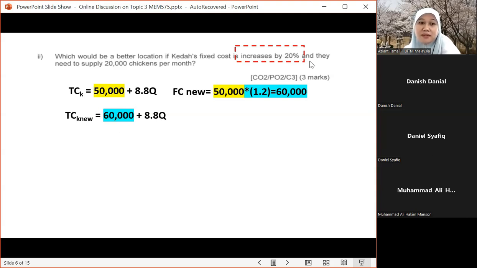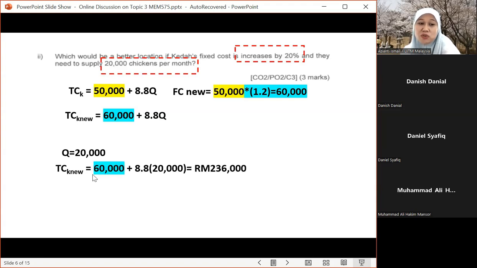And then they need a supply of 20,000 chickens per month. So we need to calculate the TCK. So we set Q to 20,000. They ask for both locations, Kedah and Pulau Pinang, so you need to calculate the TC for Kedah first. So 20,000 you put in for the Q. Okay, remember, use the new one. So we get 236,000. And for TC PP, you see the same, they say no changes. 80,000 plus 7.5 times the Q, 20,000, you get 230,000.